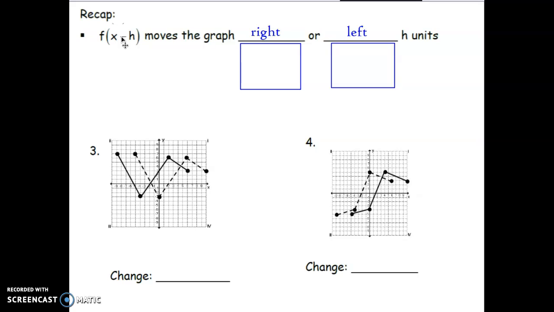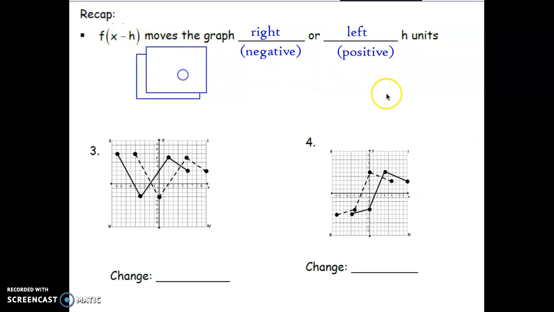If I am subtracting a positive number, that's the same thing as adding a negative, so I'm going to move to the right. And if I am subtracting a negative, that's the same thing as adding a positive, so I'm going to move to the left. So it's going to go the opposite of what you see in the parentheses. Positive numbers are going to move the graph left, whereas negative numbers are going to move the graph right.